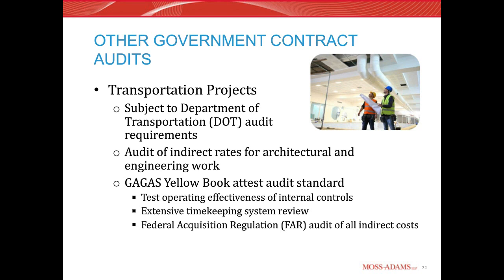It's a Yellow Book attest standard. It goes into mainly testing the operating effectiveness of the internal controls of the construction or the engineering company. It's a very extensive timekeeping system review, so akin to the review of, say, a T&M contract with a defense contractor. A lot of time card review. There's a minimum requirement, so it can't be risked away. And it's also a FAR audit. It's a Federal Acquisition Regulation audit, similar to what you would get if you were contracting with the federal government. So even though you're getting DOT monies at a state level or a county level, you may be subject to an audit similar to a federal audit.